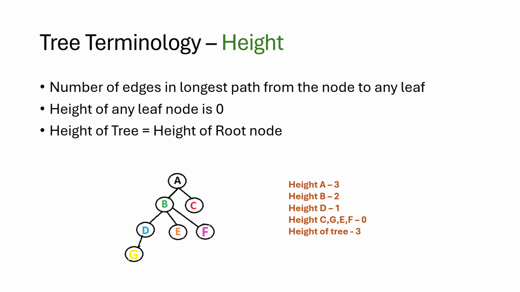So height of B. Height of B can be measured from B to G or B to E or B to F, but the longest path is B to G. So the number of edges is 2. So height of B is 2. Likewise D, it is 1. For C, G, E, F, it is 0. So the height of a tree is equal to the height of the root node. So for the root node it is 3. That is the height of a tree.